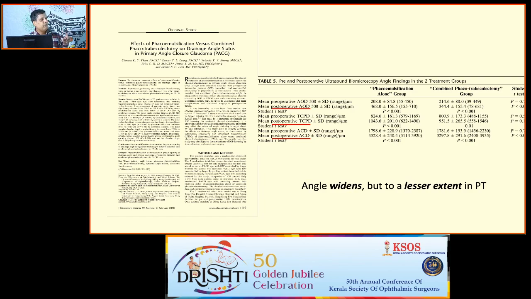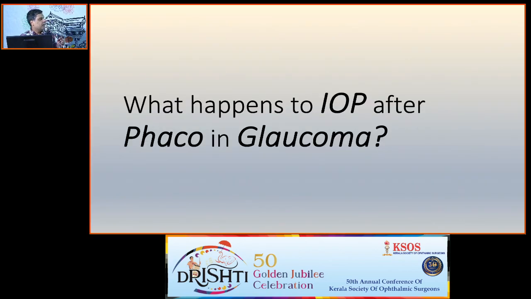the phaco and the phacotrab group, but the angle widens to a lesser extent in the phacotrab group, which is not surprising because you have a filtration that is happening in the anterior chamber in the phacotrab group that offsets some of the positive effects of phaco. So these are the changes in the angle.